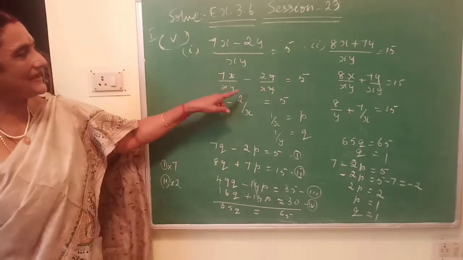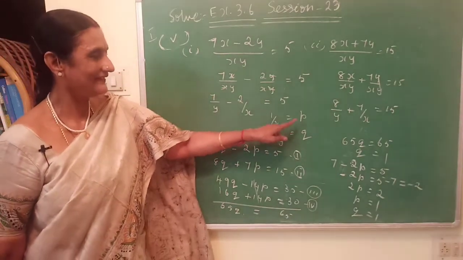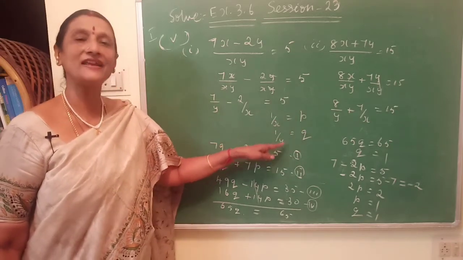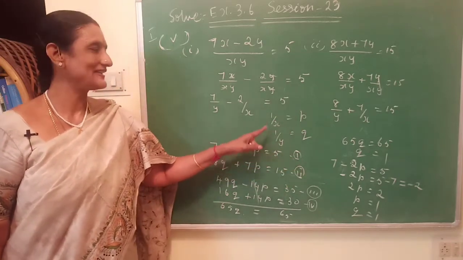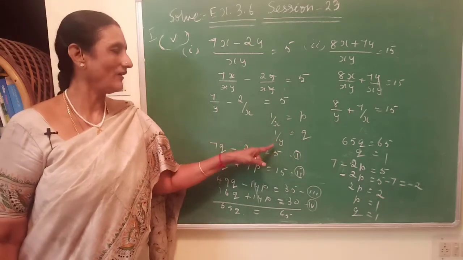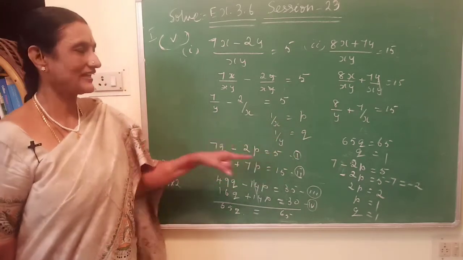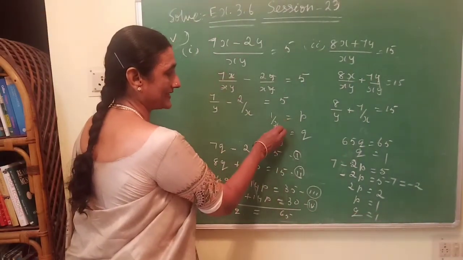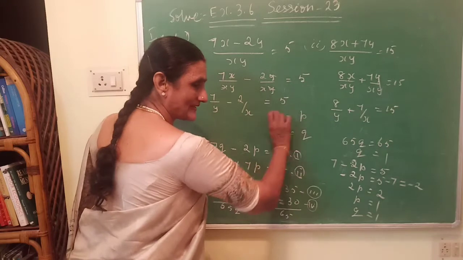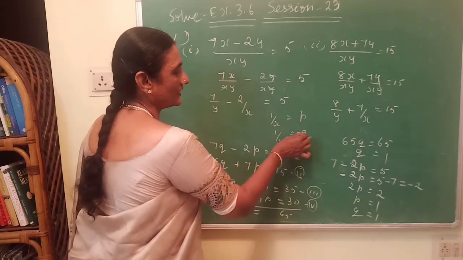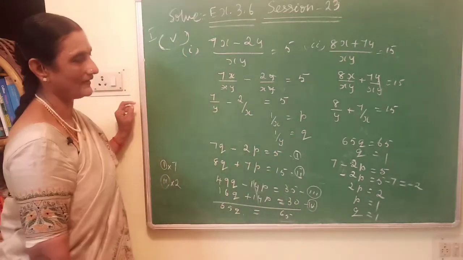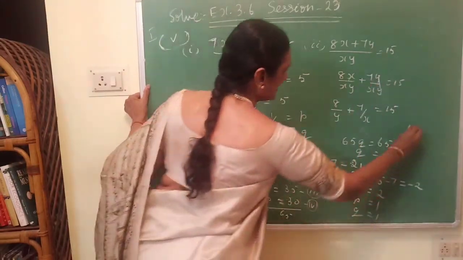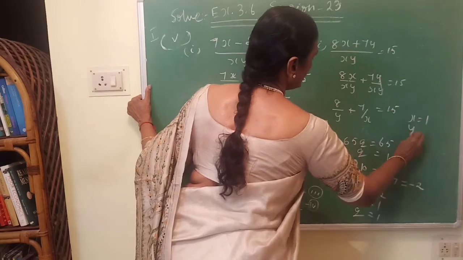Obviously, 1 by x we have taken as p. Therefore 1 by x is equal to 1, and 1 by y is also 1. That means x is equal to 1 and y is also equal to 1 is the solution. Therefore I can write 1 by x is equal to 1 implies x is equal to 1, and 1 by y is equal to 1 implies y is equal to 1. So the solutions are x is equal to 1, y is equal to 1.